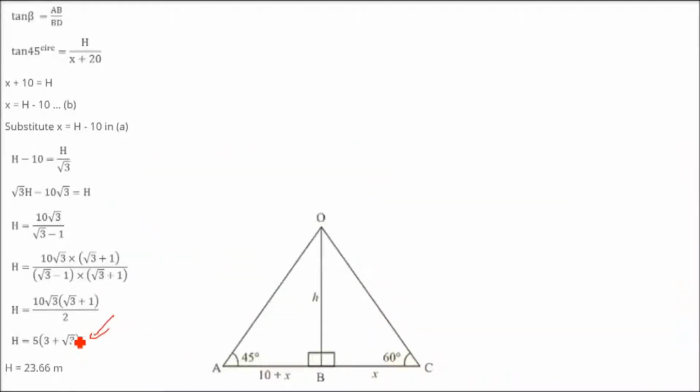This is your height. If you want, root 3 can be taken as 1.732 and you can find out the answer in the decimal form also.